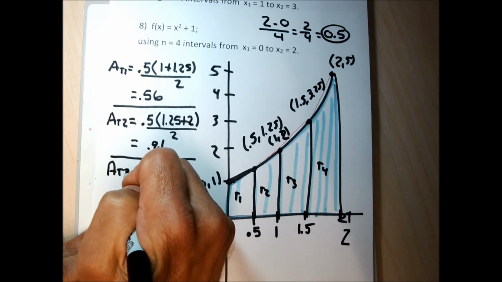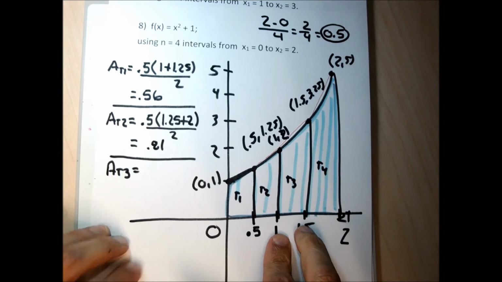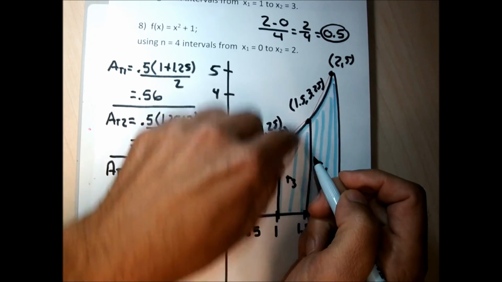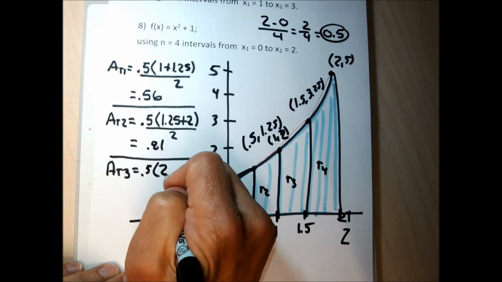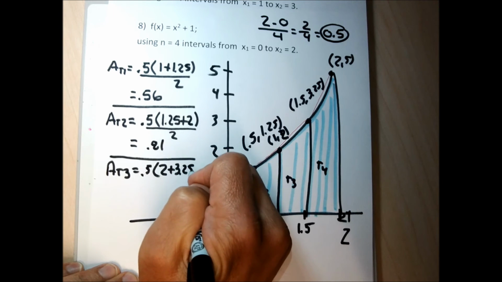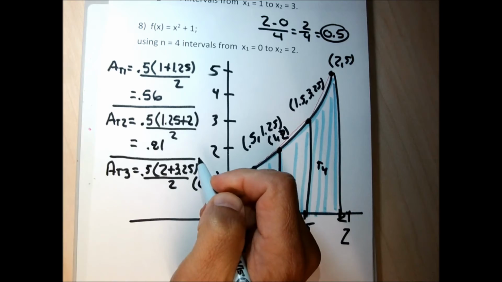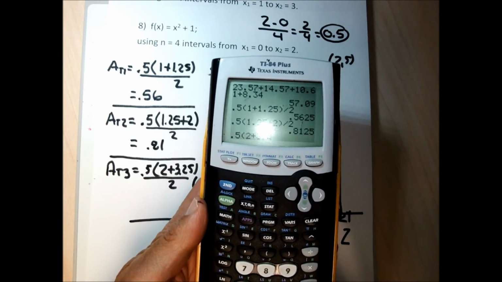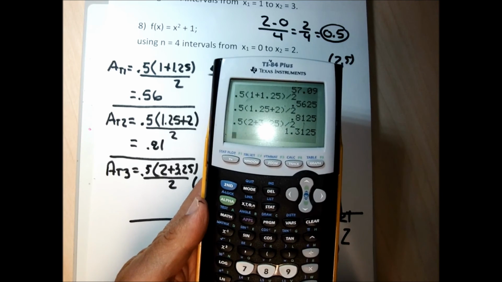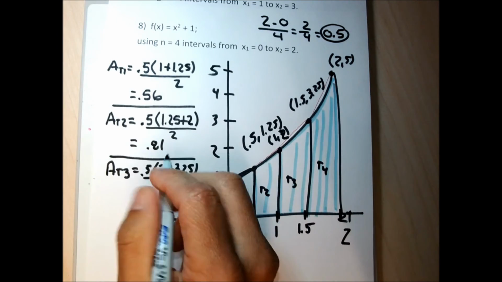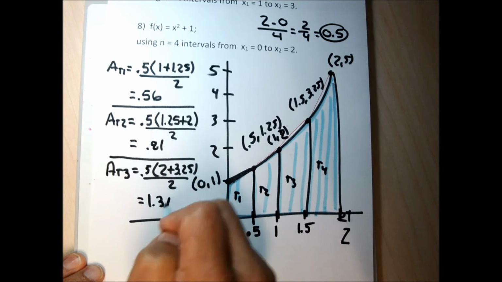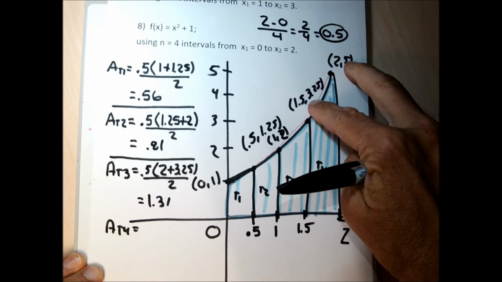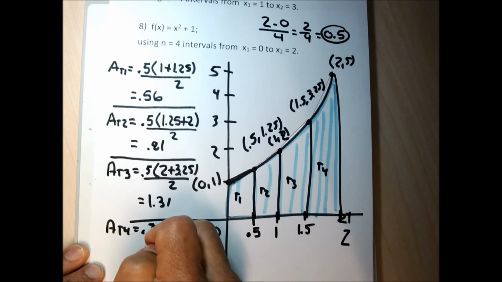My area of trapezoid 3 is going to be 0.5 times 2 plus 3.25 over 2. And I get 1.31. And then the area of trapezoid 4, 0.5 times 3.25 plus 5 over 2.